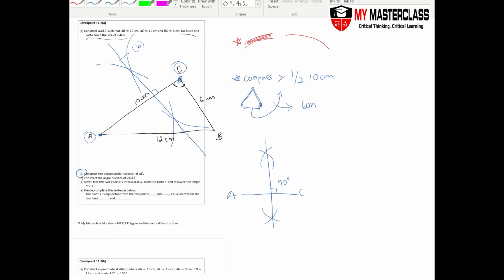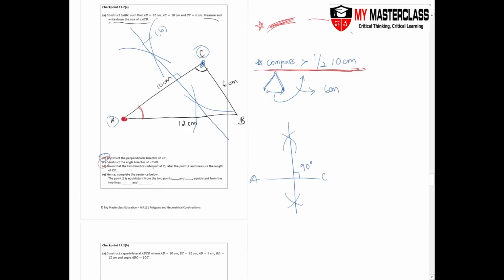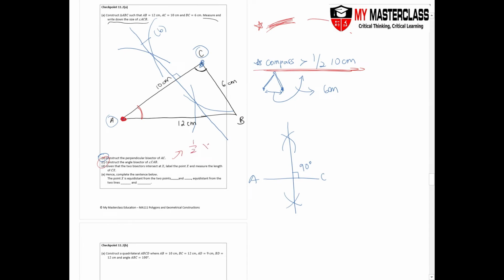Now let's take a look at part C. Part C will be the color in red. Now construct the angle bisector of CAB. CAB refers to this particular angle. So what is the first step you need to do? Place your compass at point A again. Same thing, make sure your compass is more than half of both lengths. So now it's not just half of 10, it must be half of 12 as well. So what is the appropriate length that your compass should be? Maybe let's say 7 cm now. I think that would be a safe number.